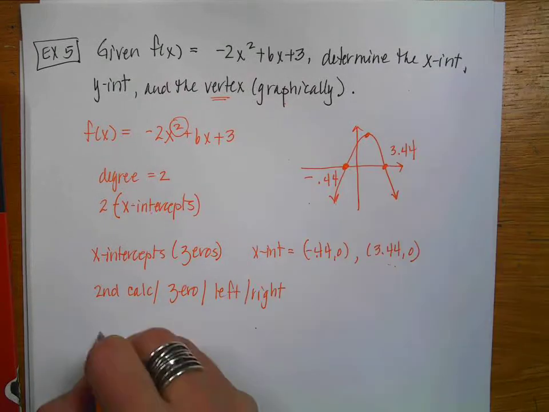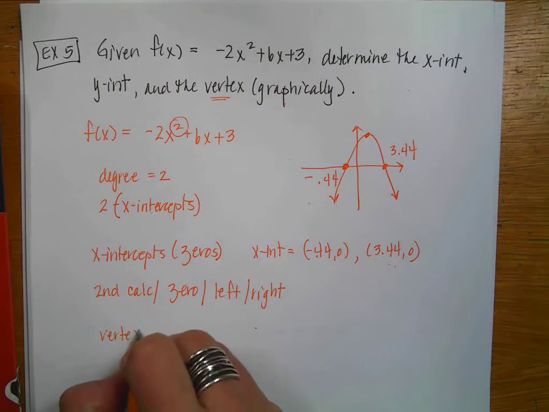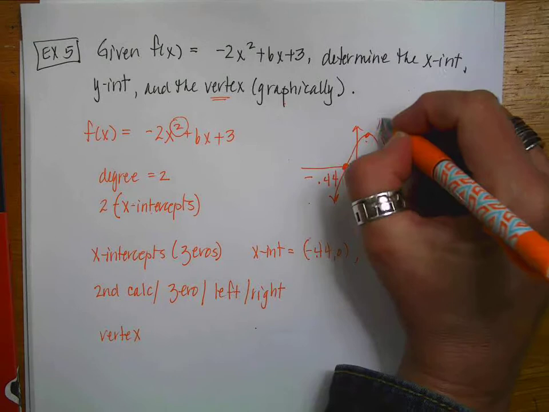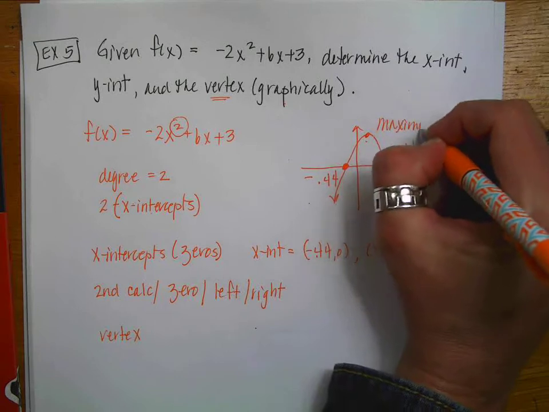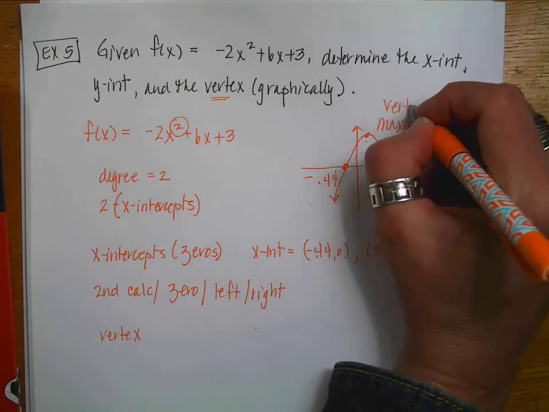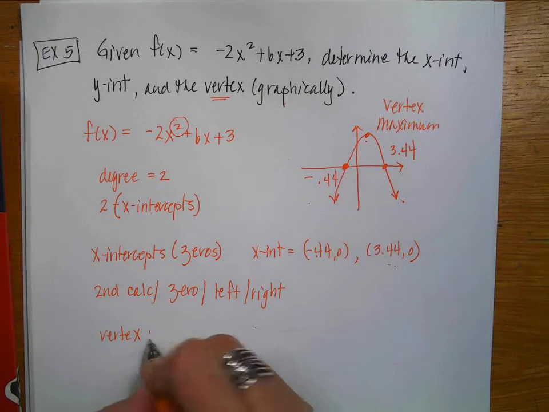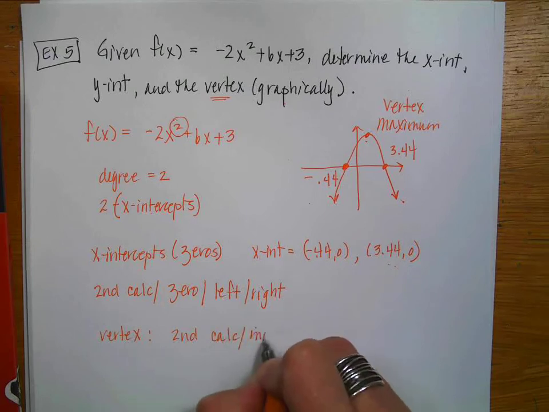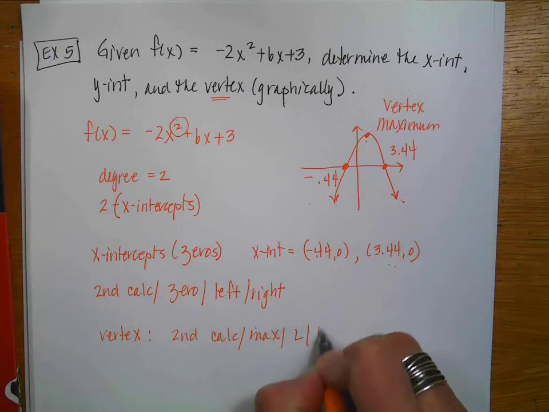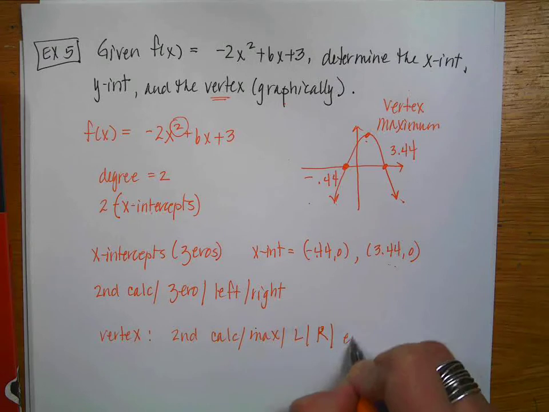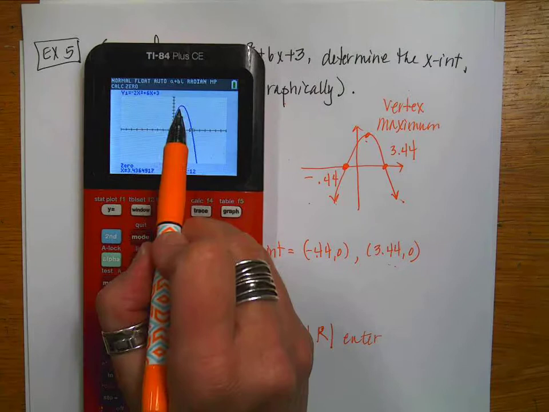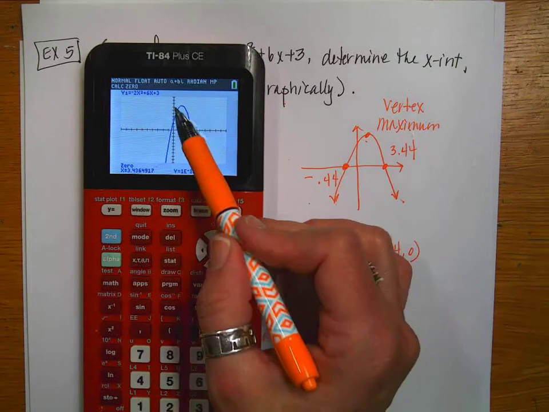The next thing that I want to find is the vertex. So the vertex is up here. To find my vertex, when it's turned upside down, this point is a maximum, right? And so that's also my vertex. So to find the vertex when it's a maximum, you're going to do second, calculate, and then maximum, and then left, right, and then enter.